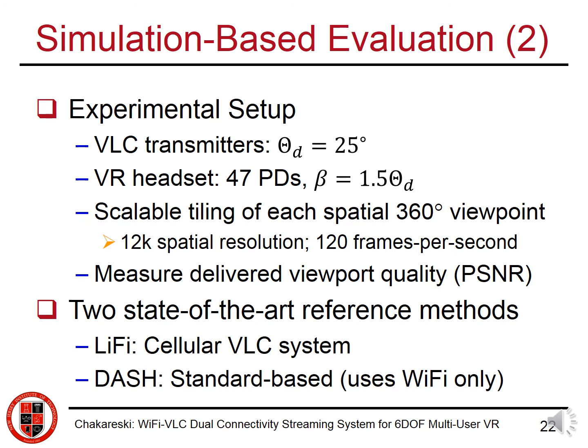In our simulation experiments, we set the VLC transmitter's beam width to 25 degrees and the half-angle field of view of the photo detectors on a headset to 1.5 of this quantity. We compressed each spatial 360 viewpoint in the content into scalable tiling at 12K spatial resolution and 120 frames per second. We assessed the delivered viewport quality by measuring its PSNR over time for every user in the arena. We compared the two state-of-the-art methods, Li-Fi, a cellular-based VLC system, and Dash, which uses the latest streaming standard and Wi-Fi in its operation.